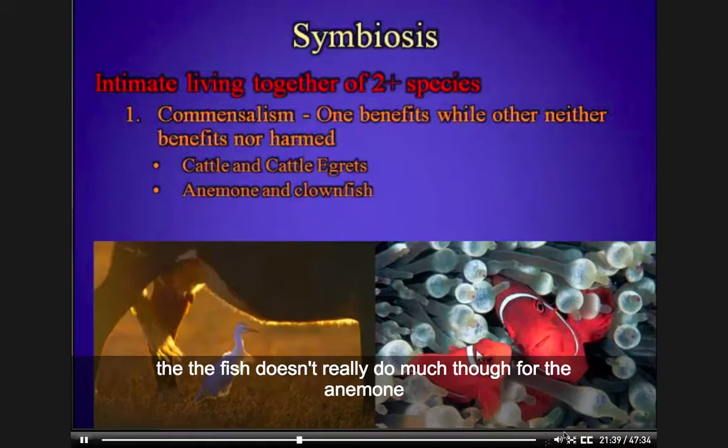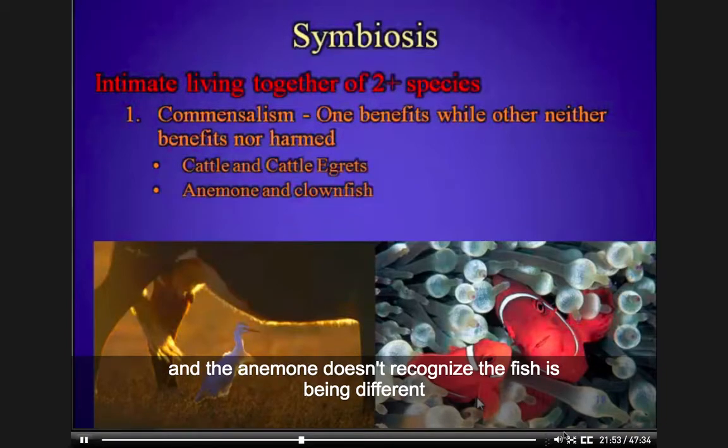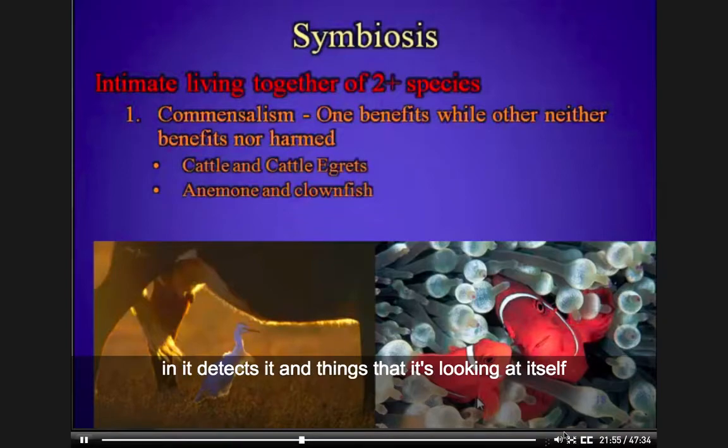The fish doesn't really do much, though, for the anemone. In fact, the only reason the fish is not eaten by this anemone is because they're able to rub the mucus from these anemones all over their body, and the anemone doesn't recognize the fish as being different. It detects it and thinks that it's looking at itself.